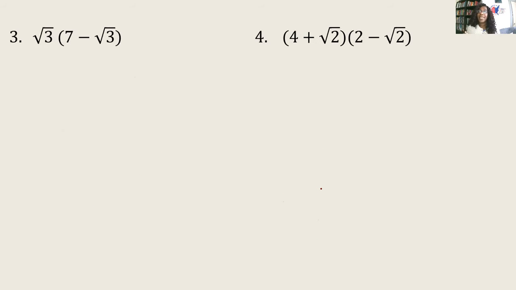So for number 3, it's just like the second tip, okay? I have a monomial, which is the square root of 3, multiplied by a binomial, which is inside my parenthesis, which is 7 minus the square root of 3. So we're going to do what's called the distributive property, just like how we did before with any kind of linear functions. So when we distribute, we're going to multiply. So I'm going to multiply the square root of 3 to everything inside the parenthesis.